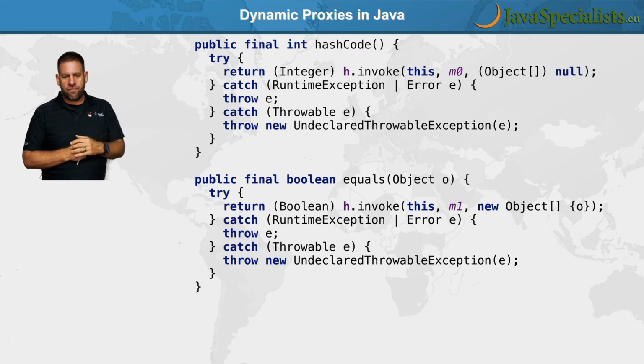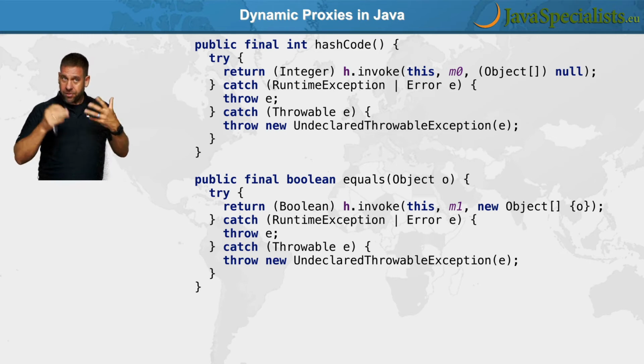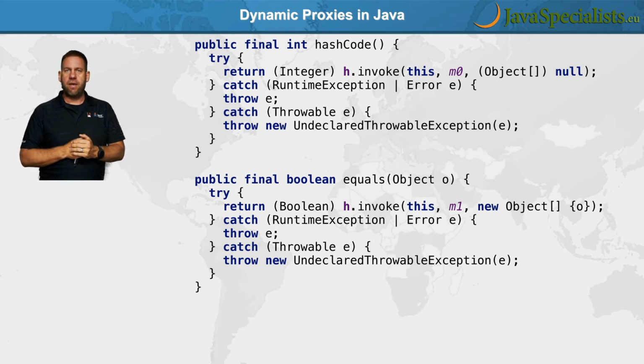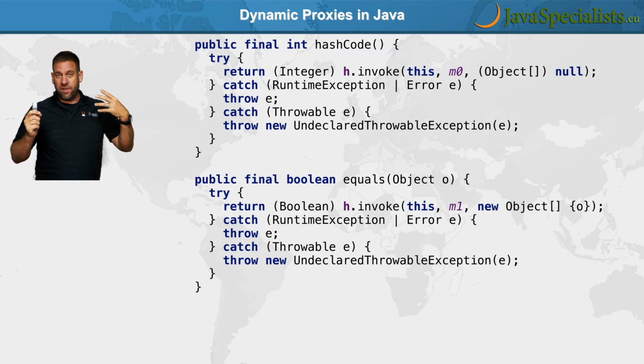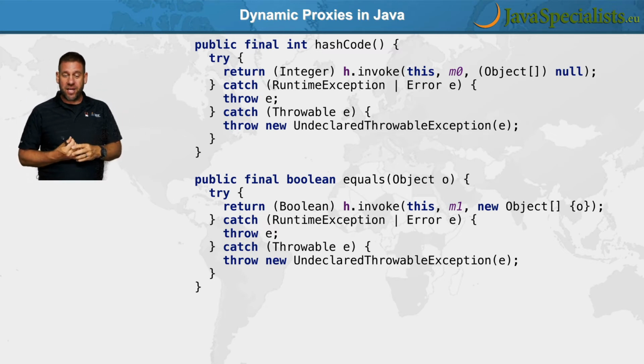And if a runtime exception or an error occurs, we simply rethrow those. If any other exception occurs, then we have to wrap that with an undeclared throwable exception. And therein lies the problem with the logging invocation handler, because what could happen is an invocation target exception, and in that case we actually would rather throw the cause than the actual invocation target exception. Right, we'll get back to that in a moment.